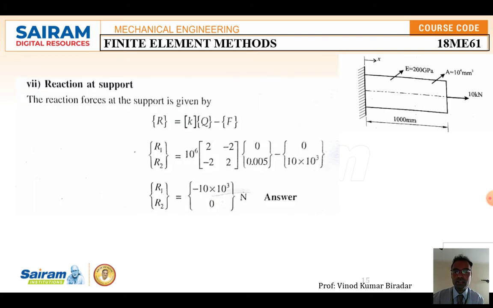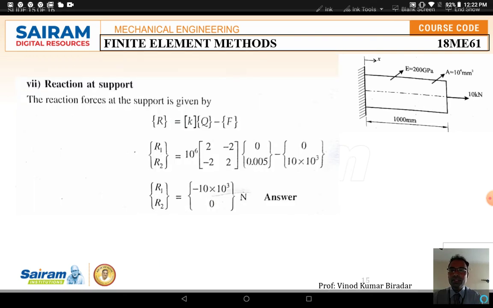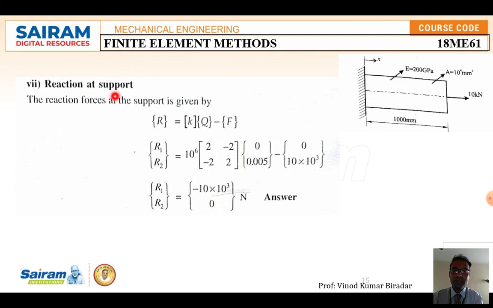We calculated the stresses. Then finally coming to the third, that is the reaction at each support. What is the reaction at each support? The formula we have is R is equal to K1 Q minus F. Already you know the K value, substitute here. Q value you already calculated, 0 and 0.05, and F they already gave. Here how many nodes are there? 1 2, R1 and R2. You simplify this, you are going to get R1 is equal to minus 10 into 10 to the power of 3, R2 is equal to 0. So this is about the reaction.